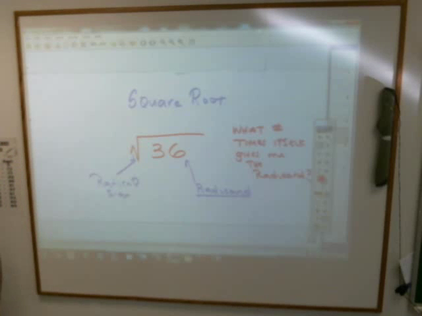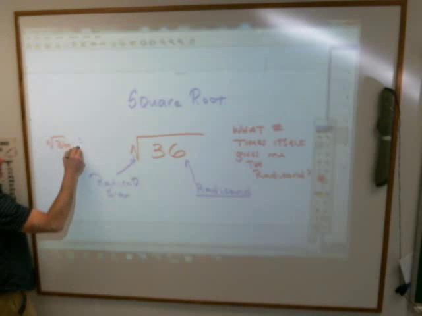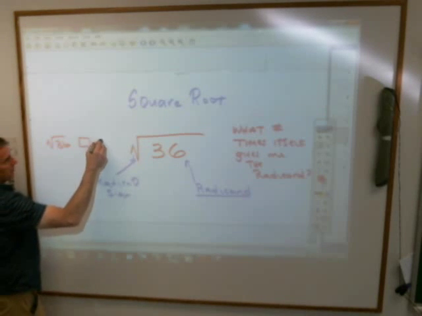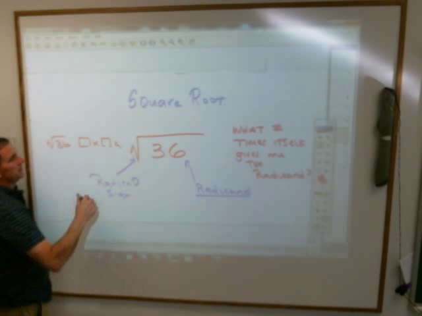There is no easy way to do these. It is one of the rare times in math when it's mostly trial and error. For the square root of 36, you just ask yourself, what number times itself will give you 36? In which case, Carter says 6.